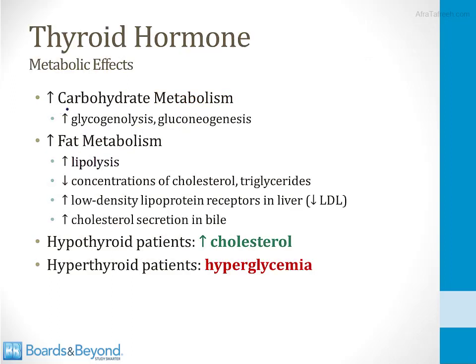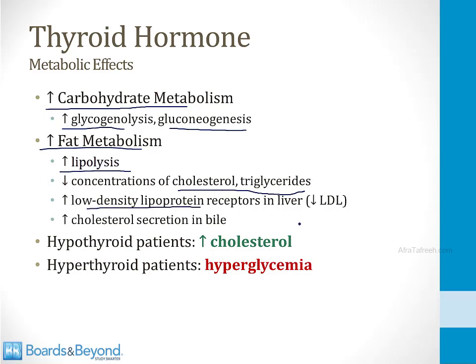In terms of metabolic effects, it can speed up carbohydrate metabolism, it can increase the rate of glycogen breakdown, it can also speed up gluconeogenesis. It also raises the rate of fat metabolism. It does this through a number of mechanisms. It increases the rate of lipolysis. It lowers concentrations of cholesterol and triglycerides. Thyroid hormone has been shown to increase the number of LDL receptors on the liver, and this leads to lower LDL cholesterol. And then finally, it increases the rate of cholesterol secretion into bile.